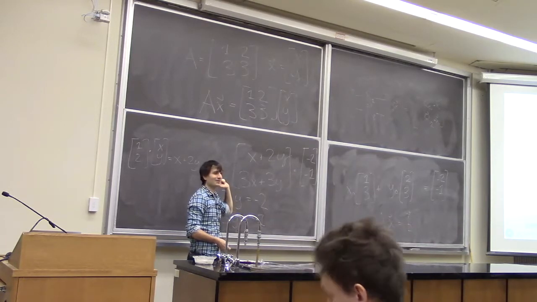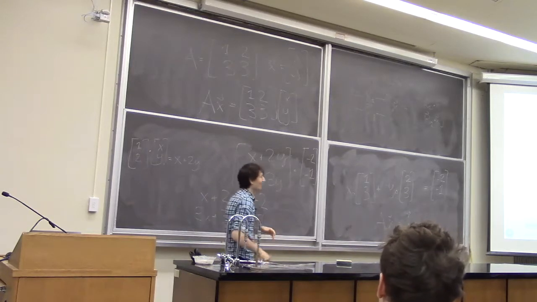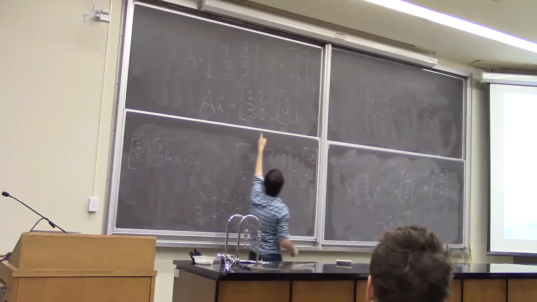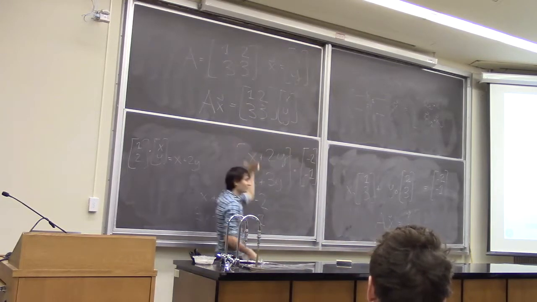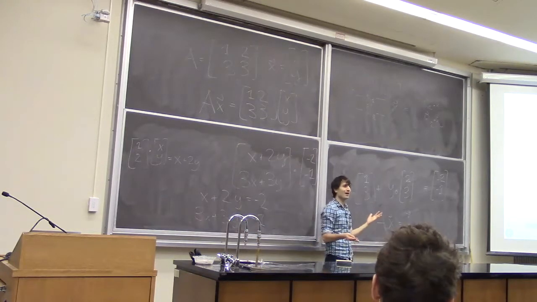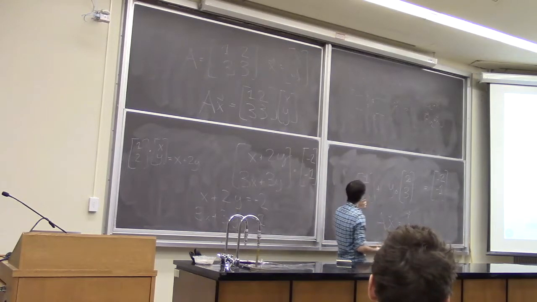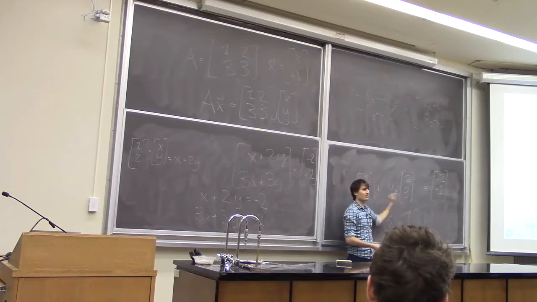Does someone else see? Someone said it in the first row. It's the columns of A. So these vectors (1, 3) and (2, 3) were the columns of A. So actually this is a whole other way of thinking about matrix multiplication. When you're doing matrix multiplication, what you're really doing is linear combinations of the columns of A.